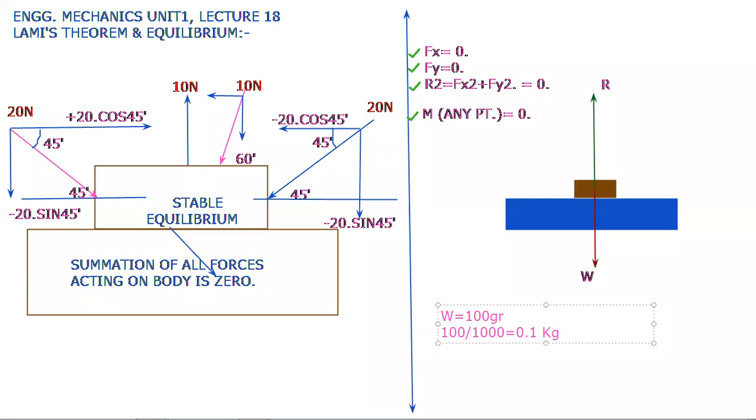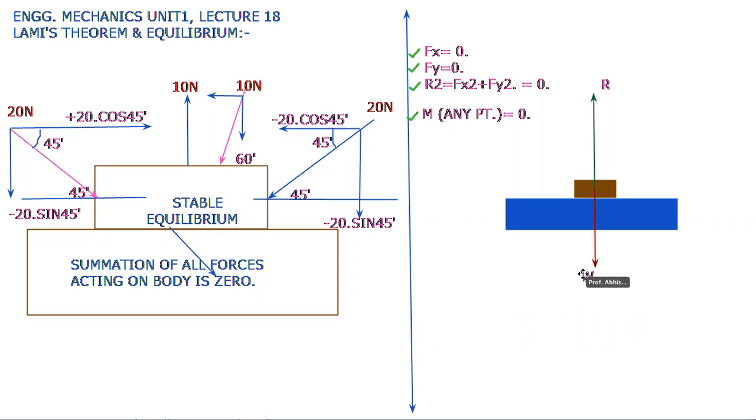Now convert the 0.1 kg into the Newton. How much kg will be equal to 1 Newton? That you should know, and after the conversion you will get the value exactly in Newton. So in this way you are able to calculate the reactions.